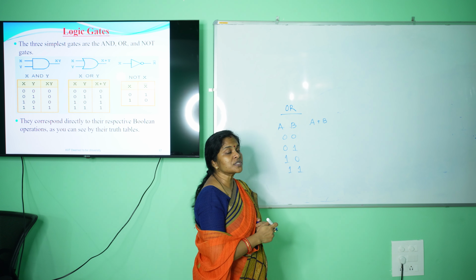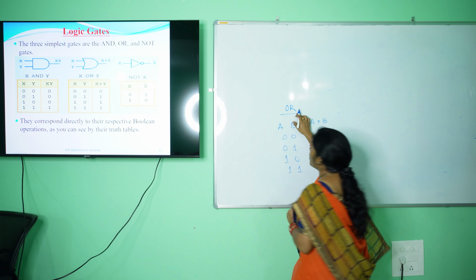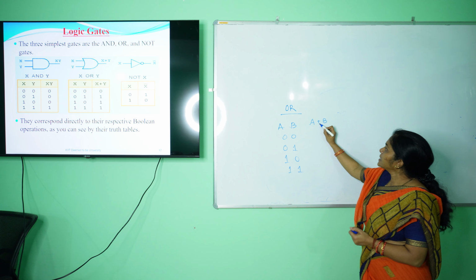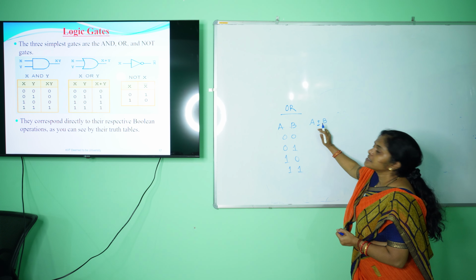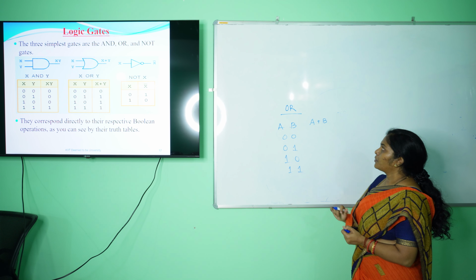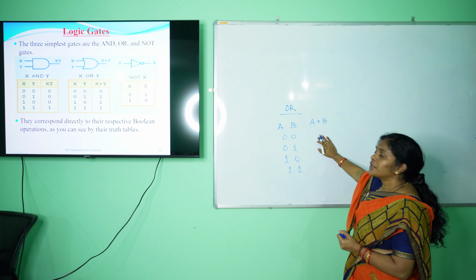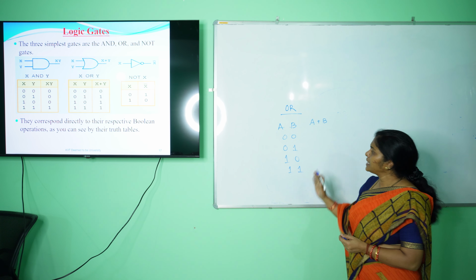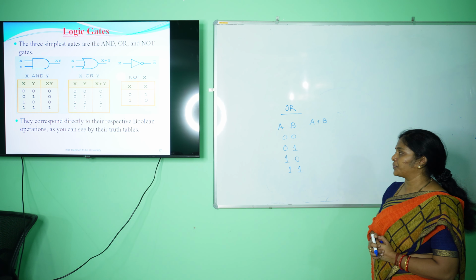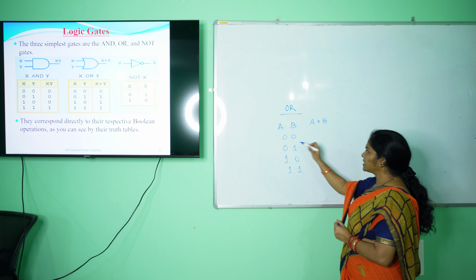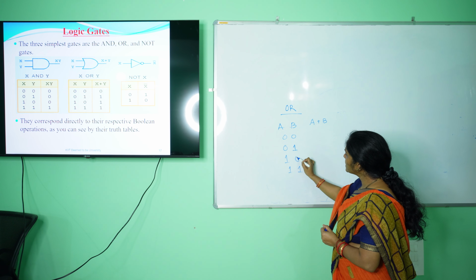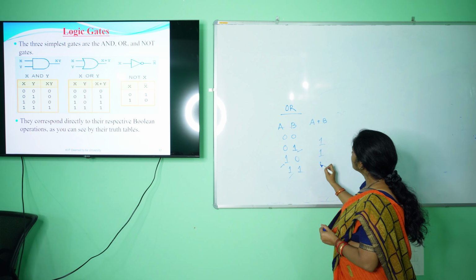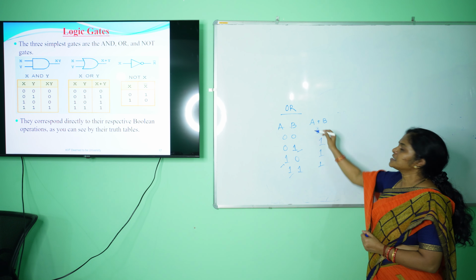Don't confuse sum with OR. Here this is the OR gate representation. It is not a sum, but here the logical operator is represented as plus. Now, the condition for an OR gate is that if any of the inputs is 1, then the output is 1. Otherwise it is 0. If any of the inputs is 1, here we are having 1, 1, 1, so no doubt the result will be 1. Otherwise it is 0.